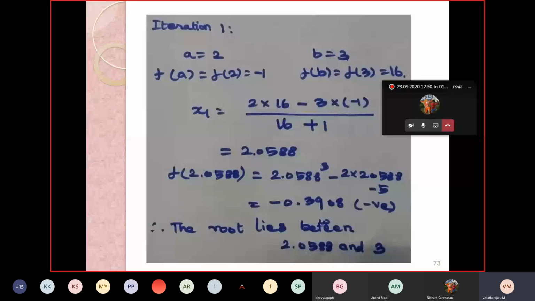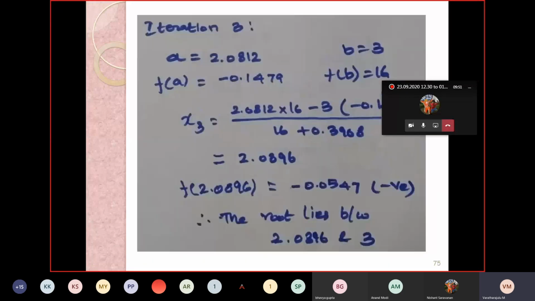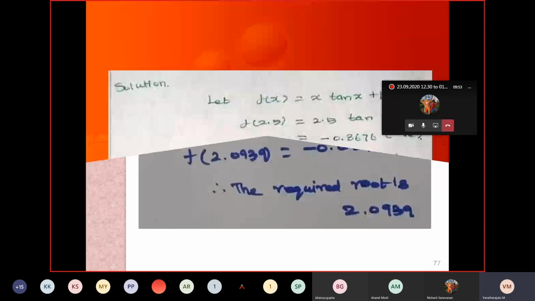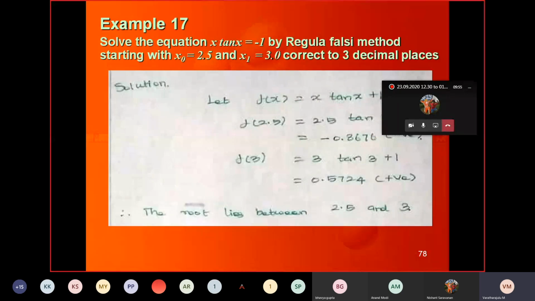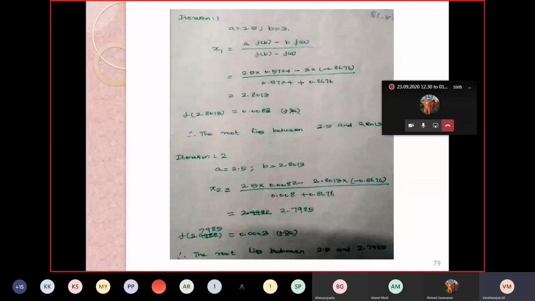The lower solution region is now shifted to 2.05. But in the case of problem number 17, what happened? The lower boundary is 2.5 and the upper boundary is 3. The upper boundary becomes 2.8. See here, the result is 2.8013, and you are getting a positive value.